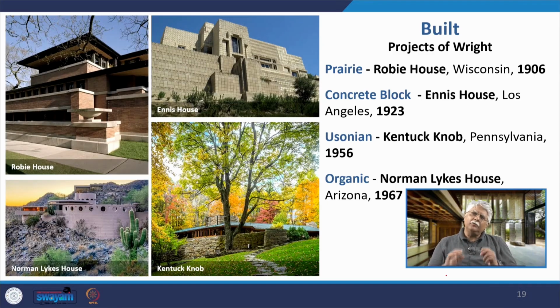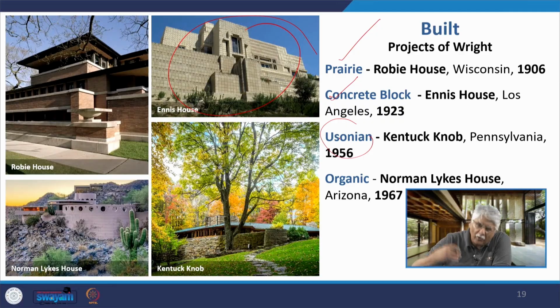Now coming to the one architect who has probably made one of the greatest contributions in house design, Frank Lloyd Wright. He began, for example, with the Prairie House series, Robie House in Chicago 1906, the concrete block houses, the Ennis House, Storer House, etc. This one in 1923. Usonian houses for modern living, the changing lifestyle in America and across the world, Kentuck Knob in Pennsylvania in 1956, and finally in the last years of his life, organic architecture.